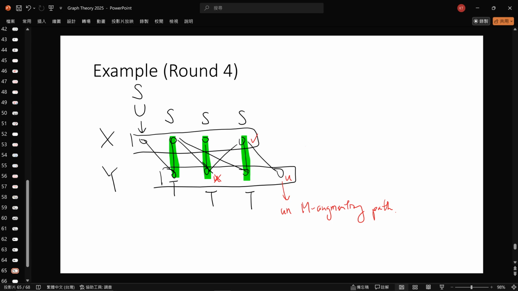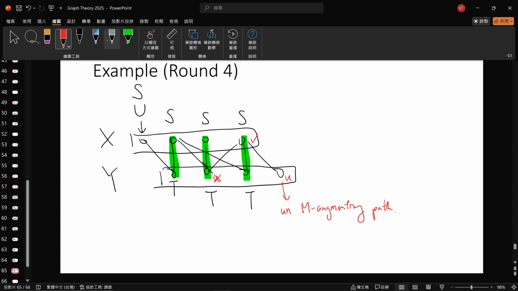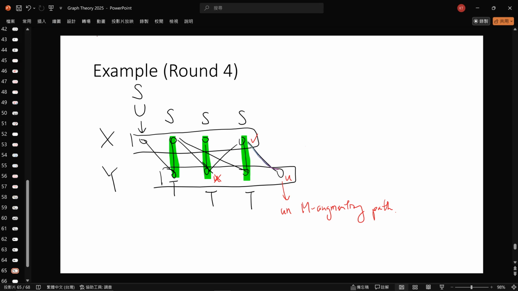Now, to really output the augmenting path, you can backtrack the algorithm to see how you reach vertex U. So in this case, the reason we can reach U is because we use this edge. Okay, and since this is an augmenting path, the next edge must be from the matching M. And then we can ask ourselves, how do we reach this vertex here? Okay, so the reason is that we use this edge.